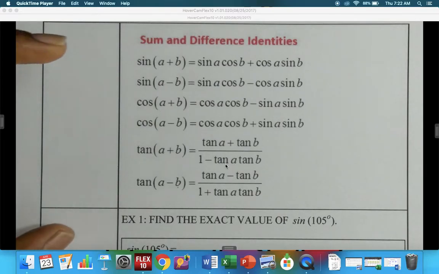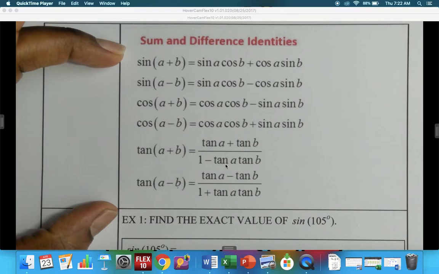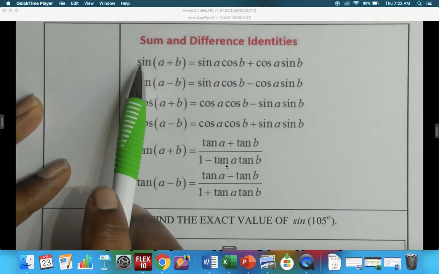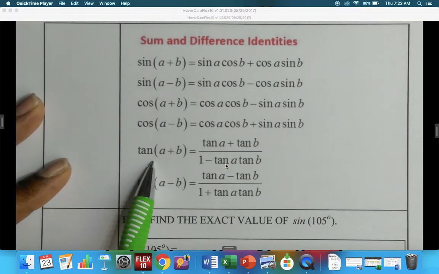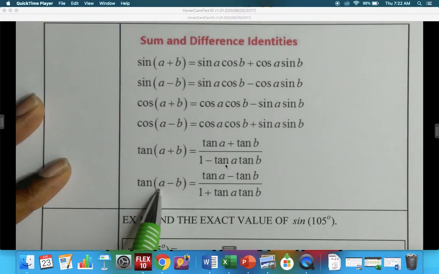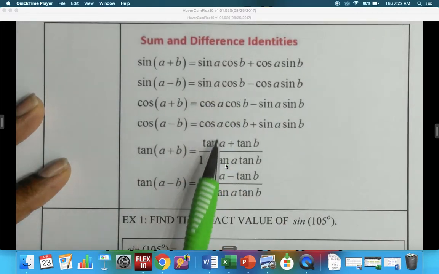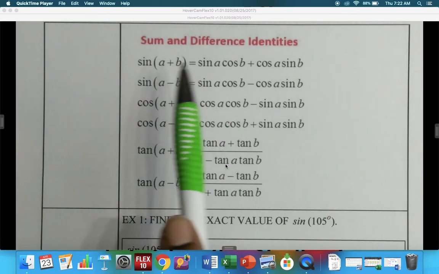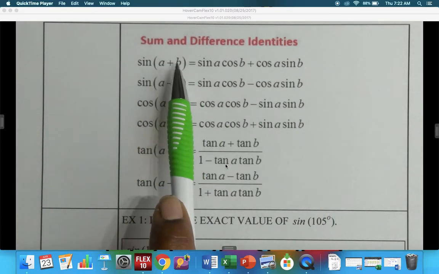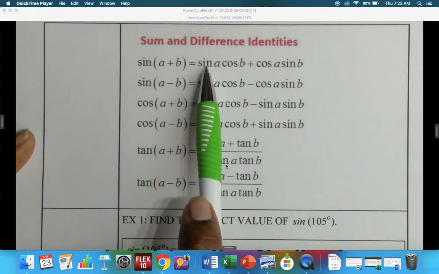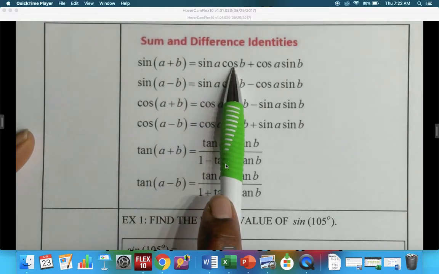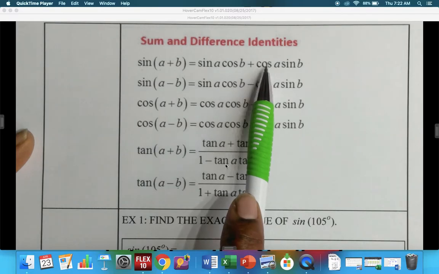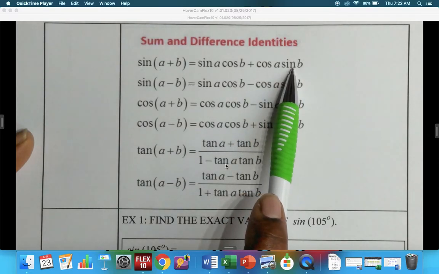Okay, so here are the sum and difference formulas that we're going to be using. What they say is if I have sine or cosine or tangent of the sum or difference of two angles, these are the formulas we can use to expand it out and evaluate. So if I had sine of an angle plus another angle, it's going to be sine of the first angle times cos of the second angle plus cos of the first angle times sine of the second angle.